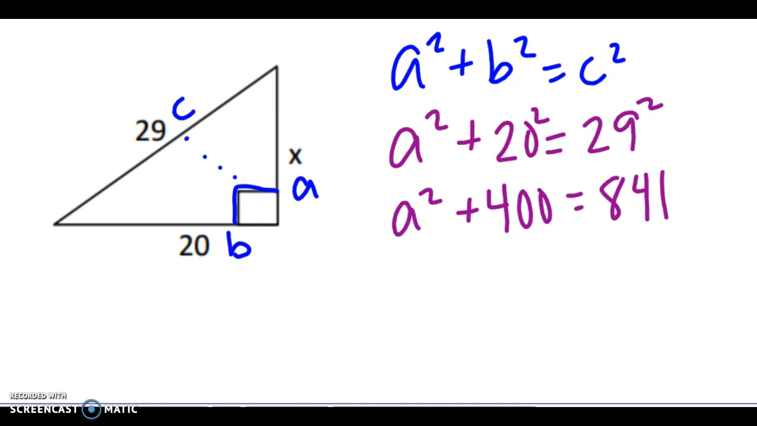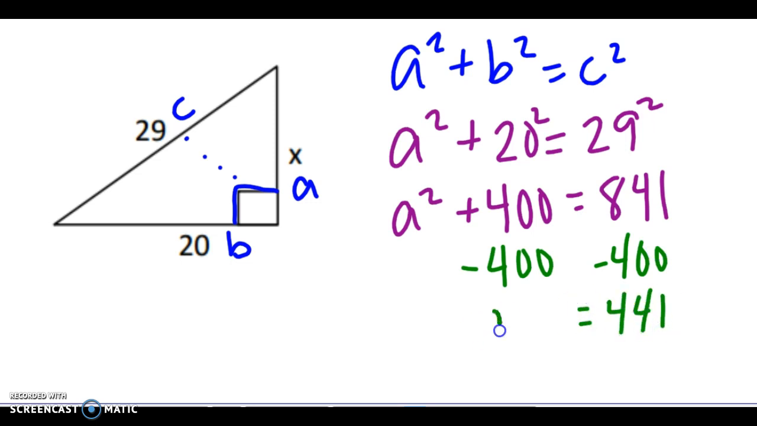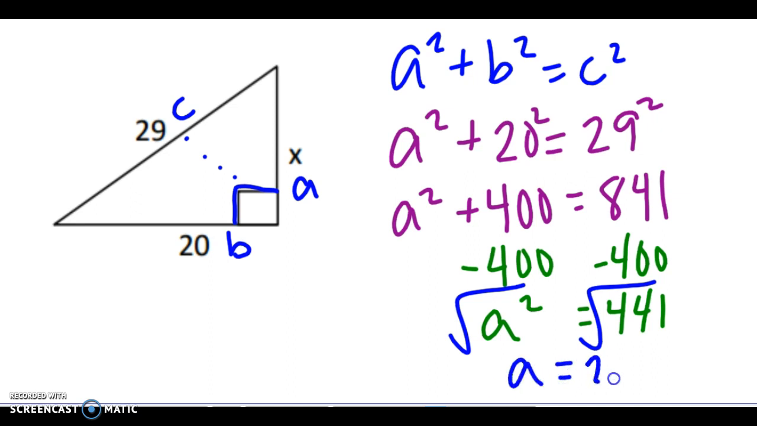Okay, so how do we get a by itself? You got to get rid of that 400. So we're going to subtract 400 from each side of the equal sign, which is 441. And then our final step, you are going to find the square root. So the square root of 441 is 21.